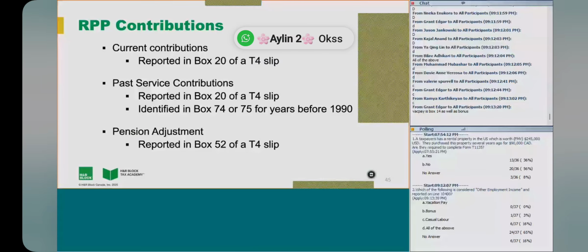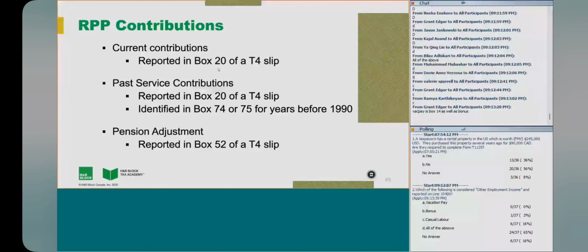So contributions made by the employee are reported in box 20 of a T4 slip. So the logic here is this is money that the employee had deducted from their paycheck, so they never received it. Therefore, this money that they have had deducted doesn't need to be included in their income, is the overall logic. So current contributions are in box 20.